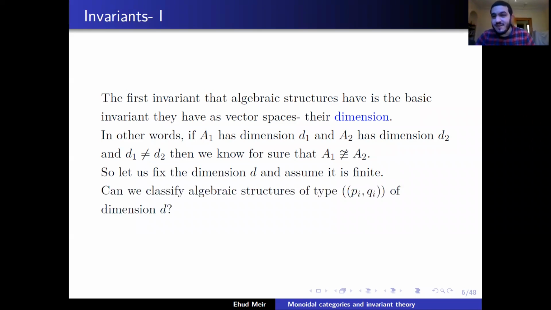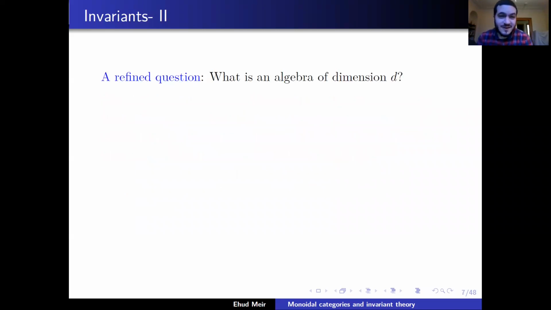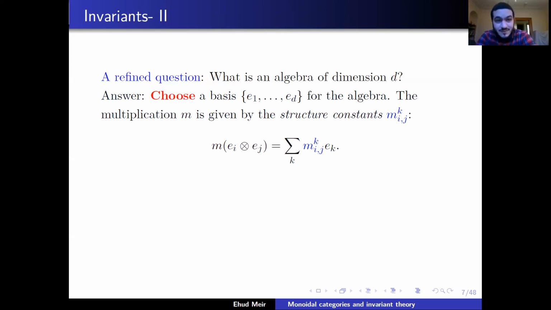And now we can ask something more specific. Can we classify algebraic structures of a specific type of dimension D? And maybe let's ask a slightly refined question. What is an algebra of dimension D? And let's see now how we can answer this using algebraic geometry. So here's one possible answer. We can choose, and I emphasize here choose, I cannot emphasize this strongly enough, because this choice is going to be very important.